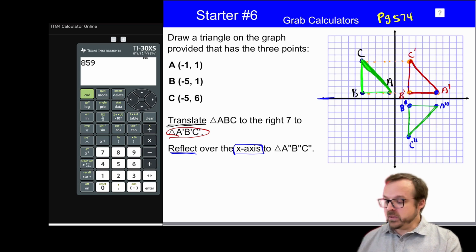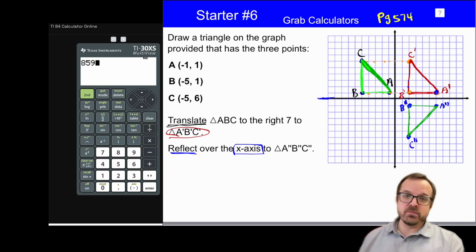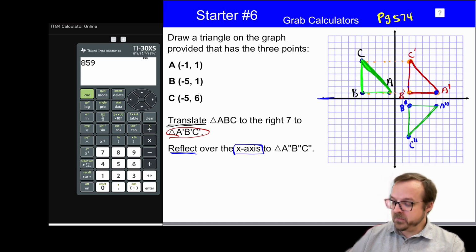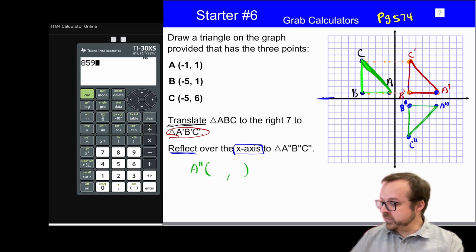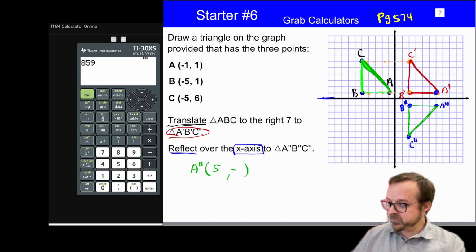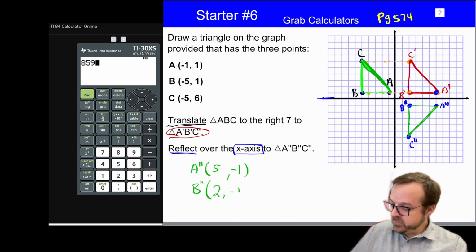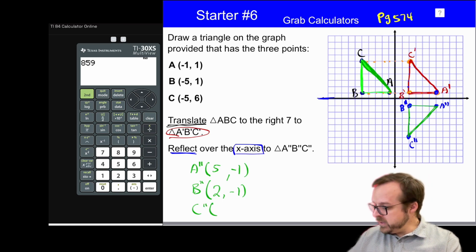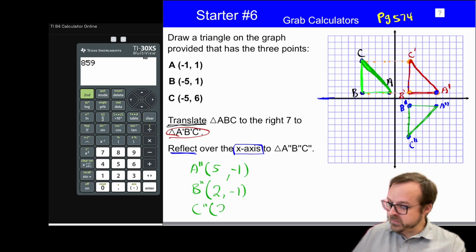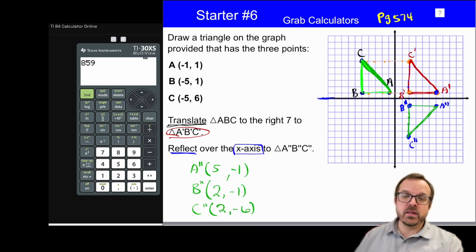All right, the last thing we would like to do is we generally label these off as A double prime, B double prime, and C double prime. For instance, A double prime is now at the location of 5, -1. B double prime is now at 2, -1. And then C double prime is at 2, -6. 1, 2, 3, 4, 5, 6. 2, -6. All right, so you should know how to label those points.